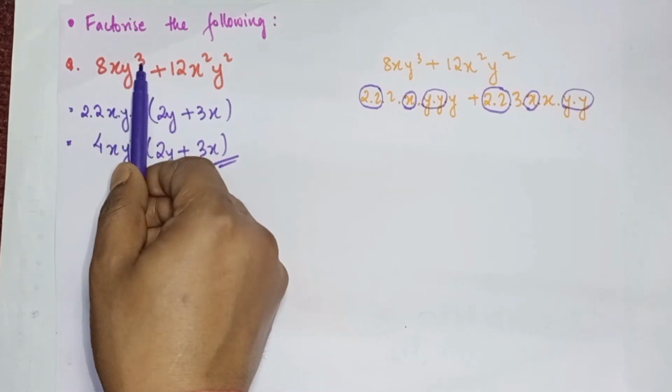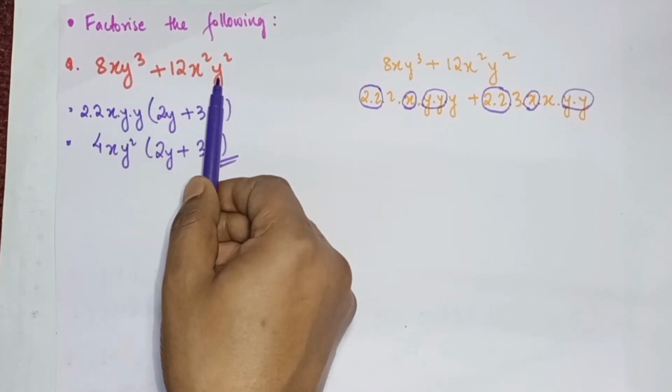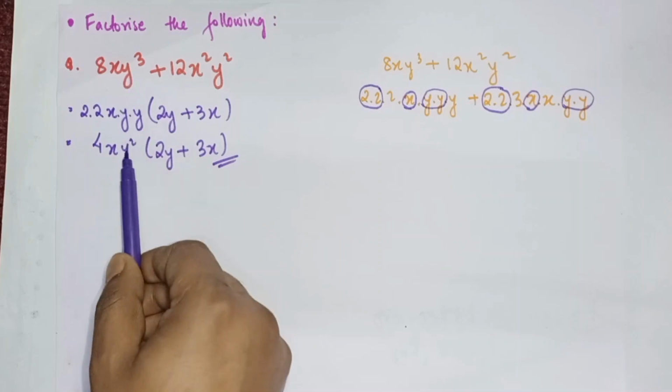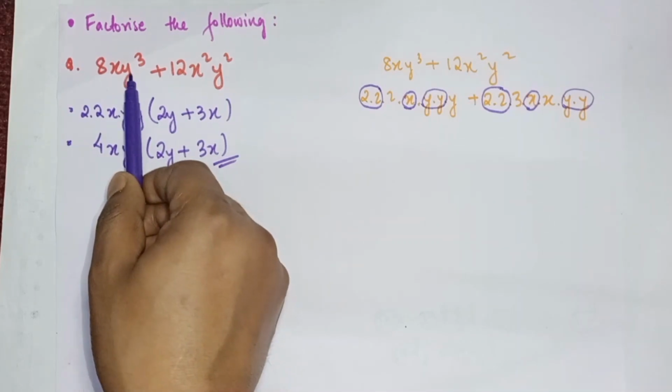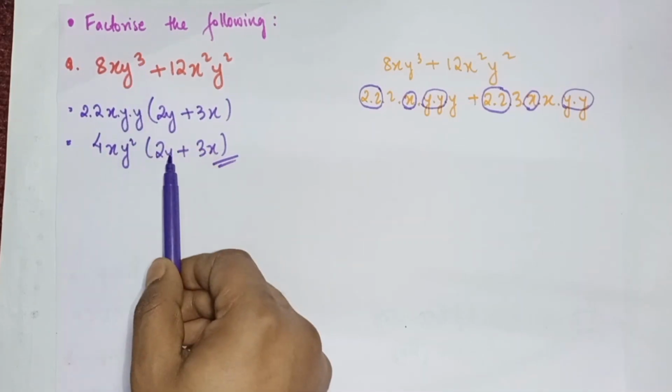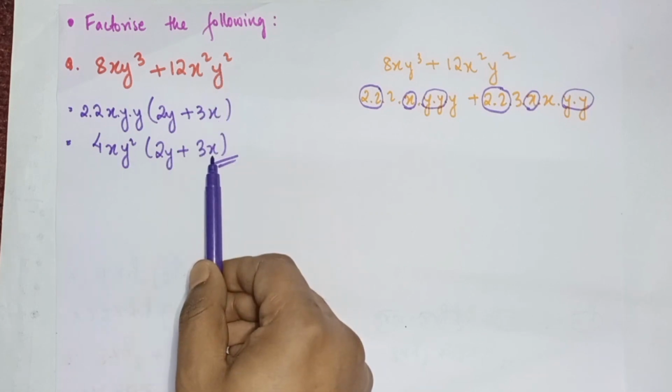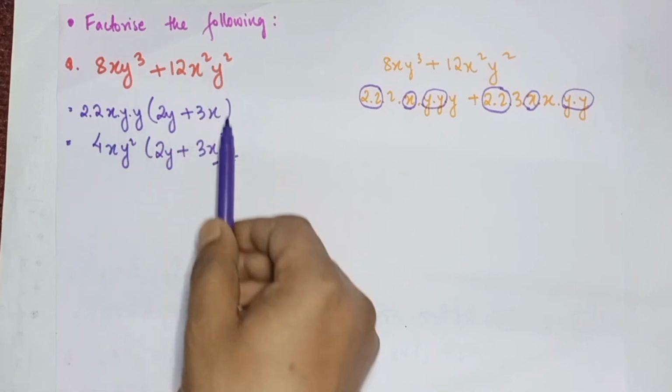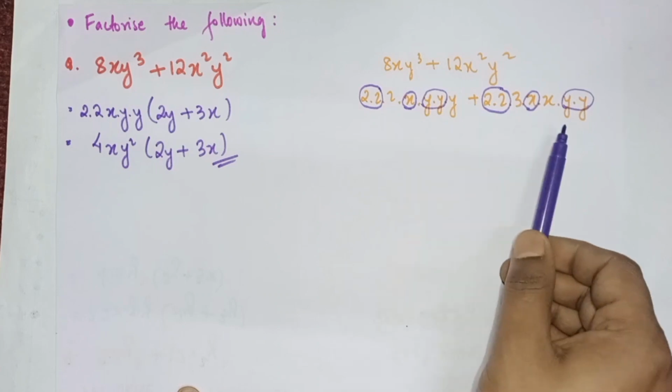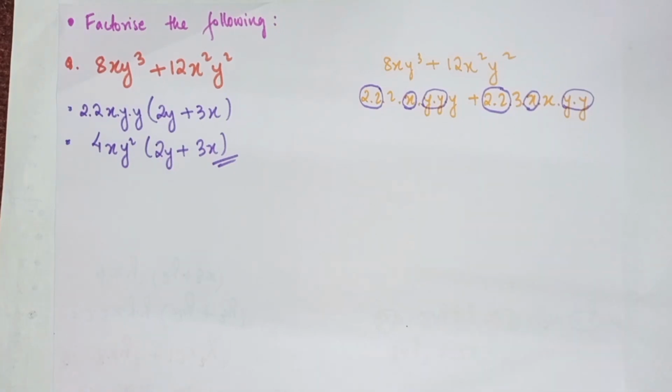Now what do you have? y cube and y square. Which one is smaller? y square. So you will divide by y square, so y square will be common. y cube divided by y square: 2 get cancelled, so 1 left over, so y. And there is no y in the other term. If you fill this out, you can do it this way also. This is a little bit lengthy. Now let's solve another question.